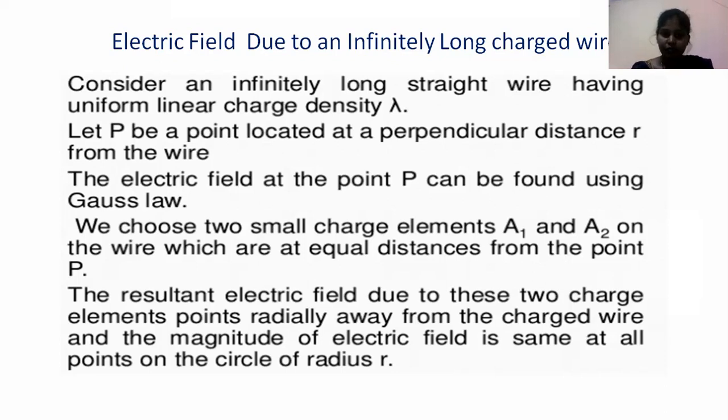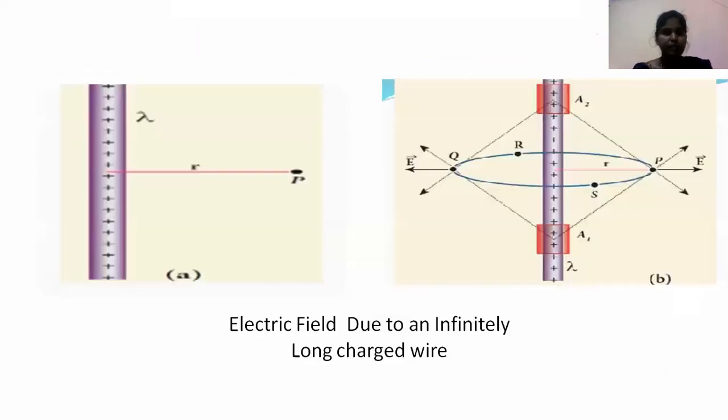the electric field. In figure A, you have a long straight wire where the charges are present within the wire. Due to this wire, at a distance of r, at point B, we need to calculate the electric field. What is the amount of electric field existing at point B due to this wire? That we have to find out using Gauss law.